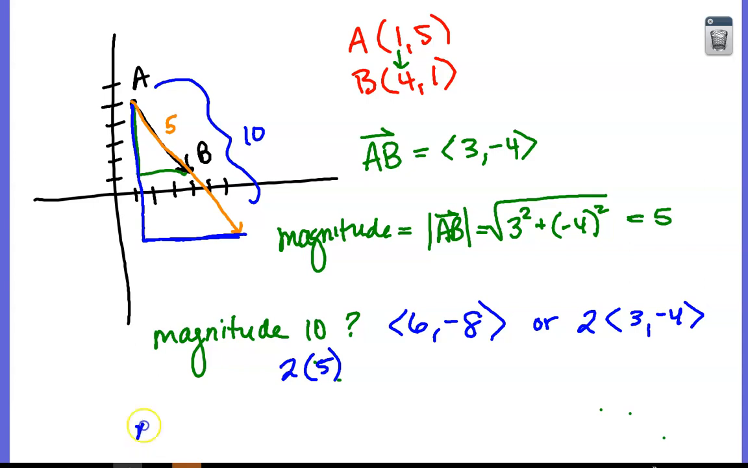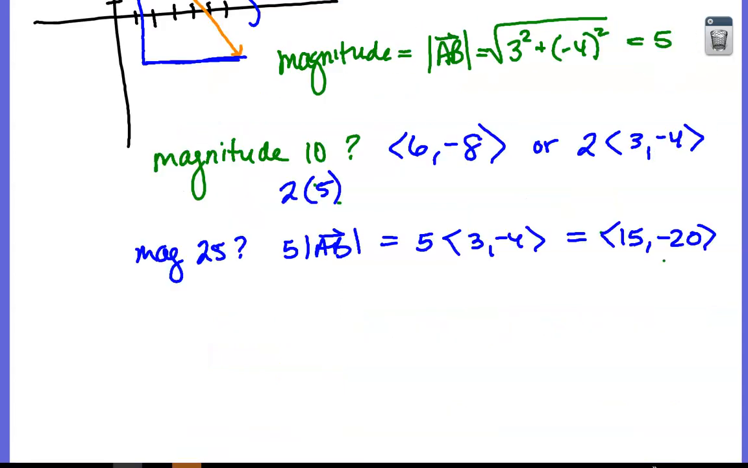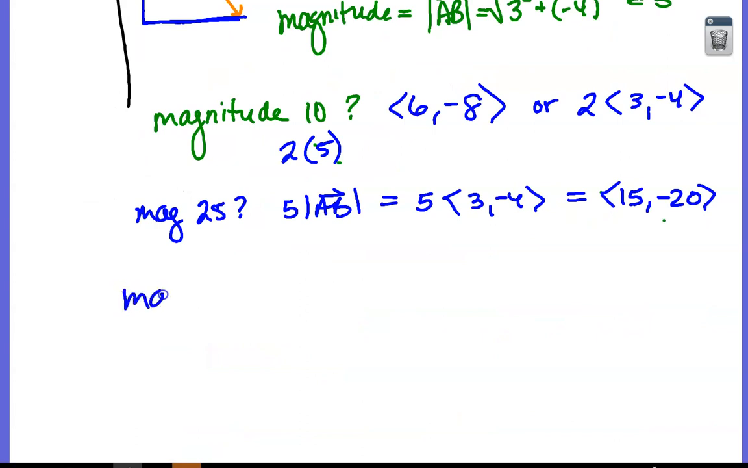Okay, what do you think would happen then if I wanted it to have a magnitude of 25? Well, it would be the original magnitude times how much? 5. So you would take each of the components times 5. So that would be 15 in the x direction, negative 20 in the y direction. So this is all nice and easy when I'm giving you nice numbers. In fact, I'm going to give you one more nice number. You may not think it's so nice at the beginning, but it is.